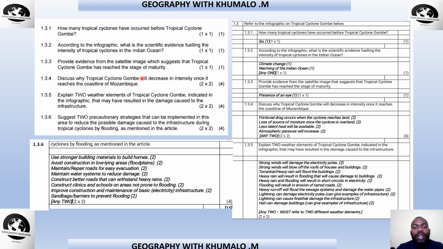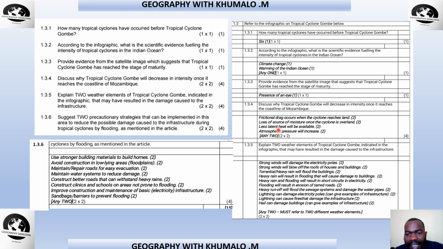Now, on that satellite image that I've shown you, you saw that there is a presence of an eye. That is one mark there. 1.3.4, discuss why tropical cyclone Gombe will decrease in intensity once it reaches the coast of Mozambique. Obviously, grade 12, we know when the tropical cyclone reaches land, it's going to dissipate, it's going to degenerate. Here you are supposed to discuss. The action verb there is to discuss. To discuss, you write in full sentences explaining why.